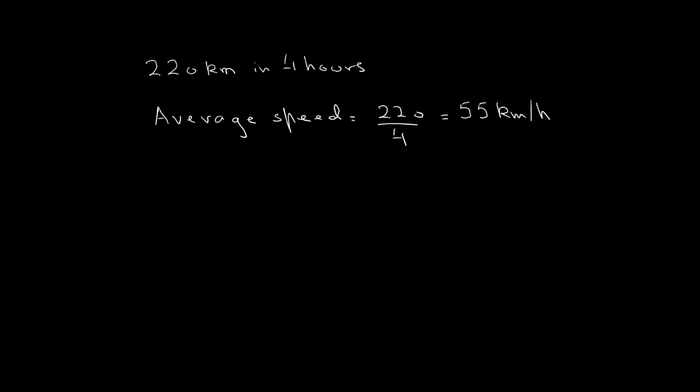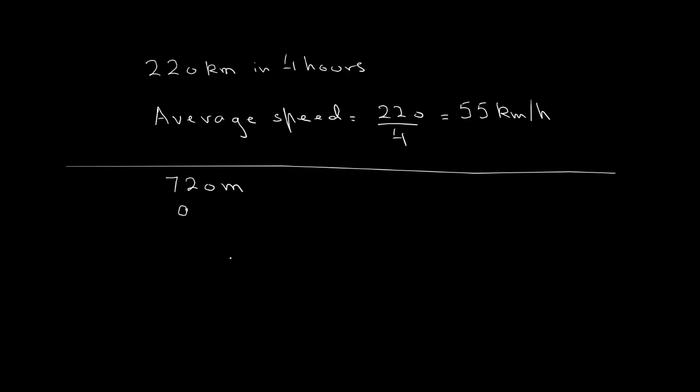Okay. Now here's another problem. Let's say Amber is walking 720 meters from her house. So she's walking 720 meters to the market. Her average speed is 90 meters per minute. Okay, and we want to find out how long did she take. So we want to find out the time.